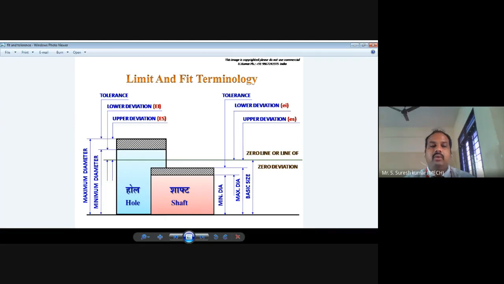Second one, the not go limit or not go gauge. The not go limit applies to that of the two limits of size which corresponds to the minimum material condition, which means the lower limit of a shaft and the upper limit of a hole. This is checked by the not go gauge, or no go gauge.